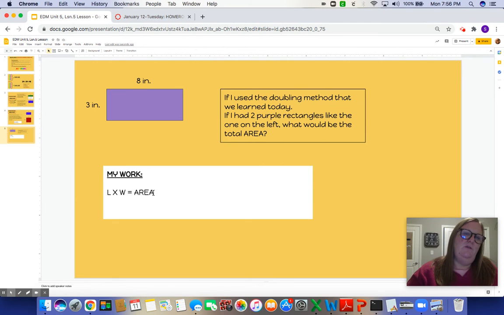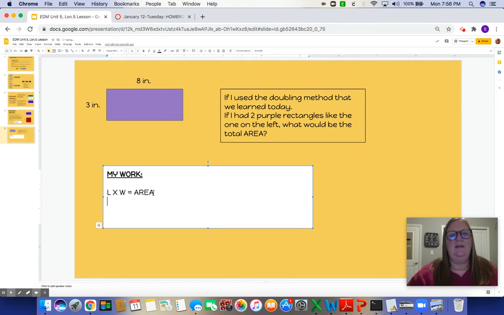So I've given you a little workspace. I reminded you that length times width is how we find area. So the length in that purple rectangle is how long it is. So it's 8 times the width, which is 3, equals 8 times 3. Remember, if you don't know 8 times 3, you could use a helper fact like 8 times 2. And I know that 8 times 2 is 16. And then I would add 8 more to that, and I would get 24. So the area of the purple rectangle is 24 square inches.